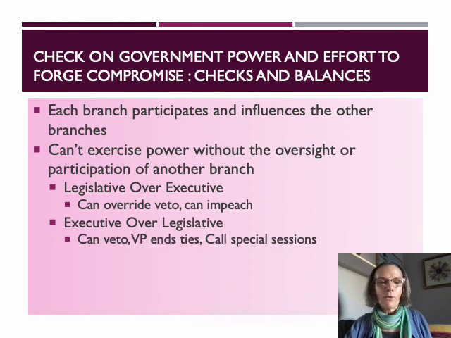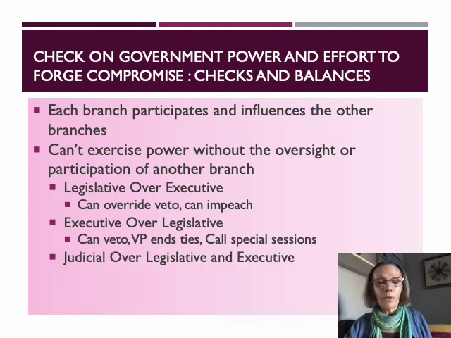The executive has oversight over the legislature. The legislature passes a law. The president can veto that law. If there is a tie in the congressional branch, the executive branch breaks that tie through the vice president, who serves as the president of the Senate, but is a member of the executive branch. If the president doesn't think that the Congress is doing their job, they can call a special session to deal with a problem that's facing the nation.